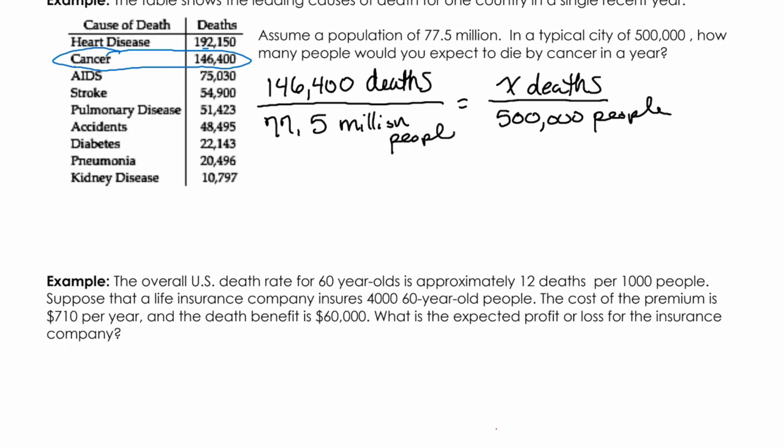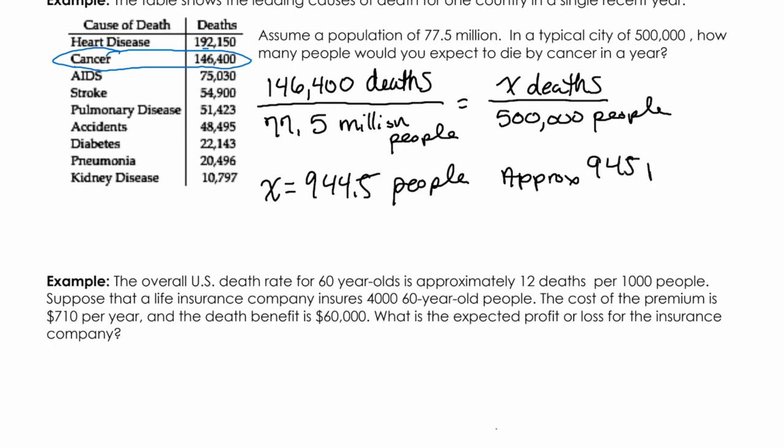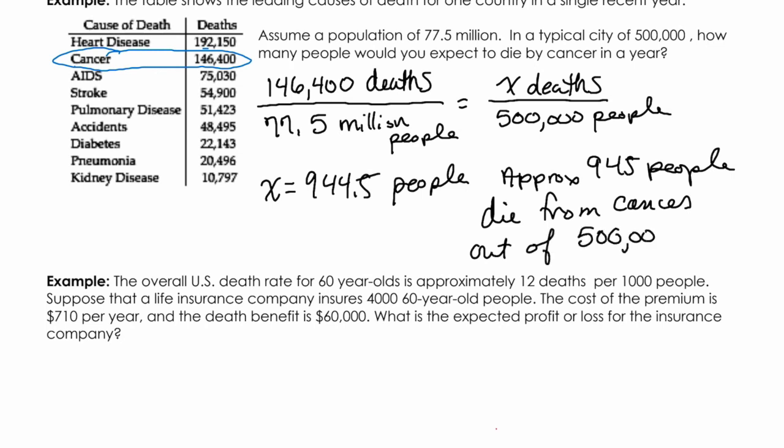So we're going to use cross multiplication to solve for X. When we solve for X, we get about 944.5 people, and we're going to round that up to the nearest person or the nearest death. So we can say approximately 945 people die from cancer out of 500,000 people.